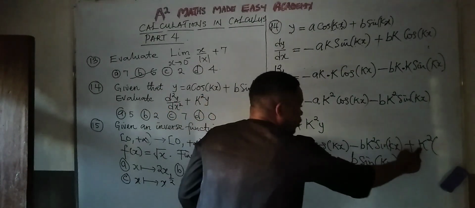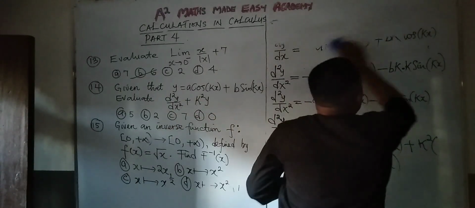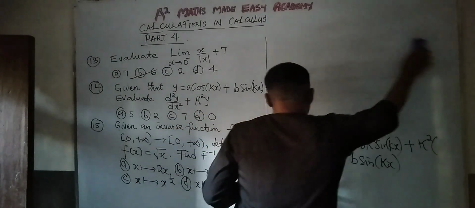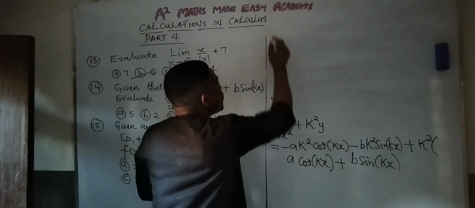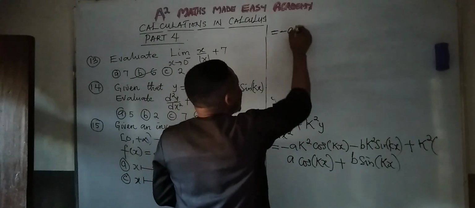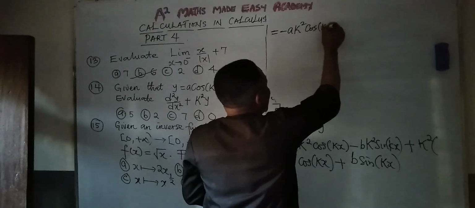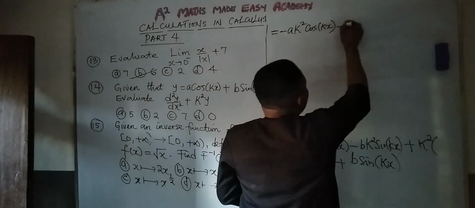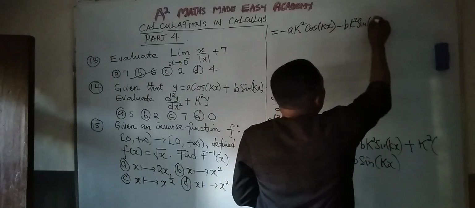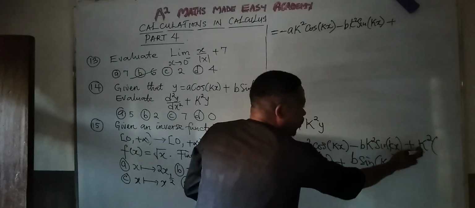Is to use this K squared to open the bracket. Can we do that now? Now watch. If I should open the bracket, I want us to take it gradually. I will now say this is now equal to, watch this, minus a K squared followed by cos of Kx, which is this, minus b K squared followed by sine of Kx. Are you with me? Then plus, I will now open the bracket.